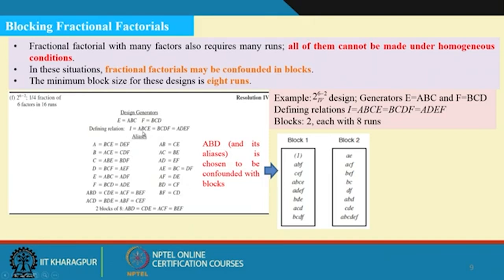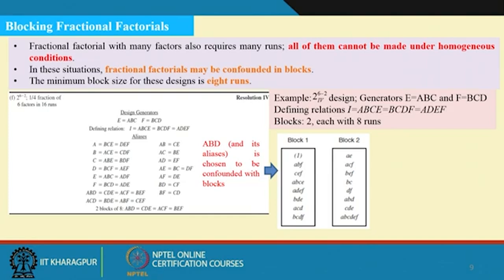Okay. In the defining relation, ABCE, BCDF and ADEF, these 3 subsets will be the 4 factor case fractional factorial design. But the rest of your 4 subsets will have a full factorial design, that means a full factorial 2 to the power 4 design. So that is the concept.